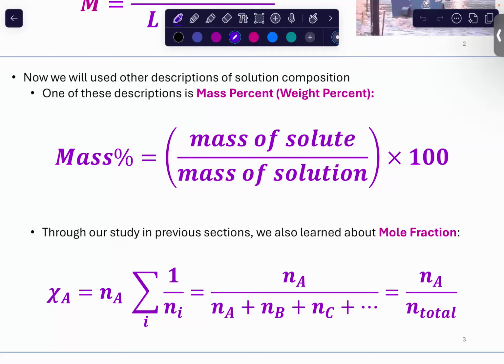We also remember that we have this fun little thing we can calculate called mole fraction, that you see on the bottom. So again, Greek letter chi. It's going to be the mole fraction of whatever compound A is. And that's going to be the moles of A divided by the total moles in the system.